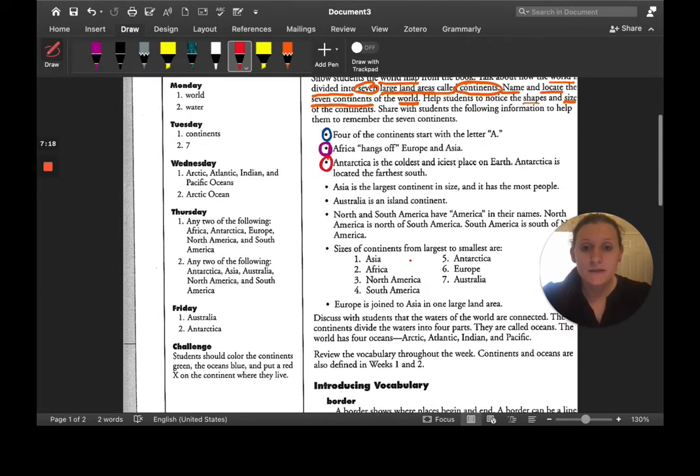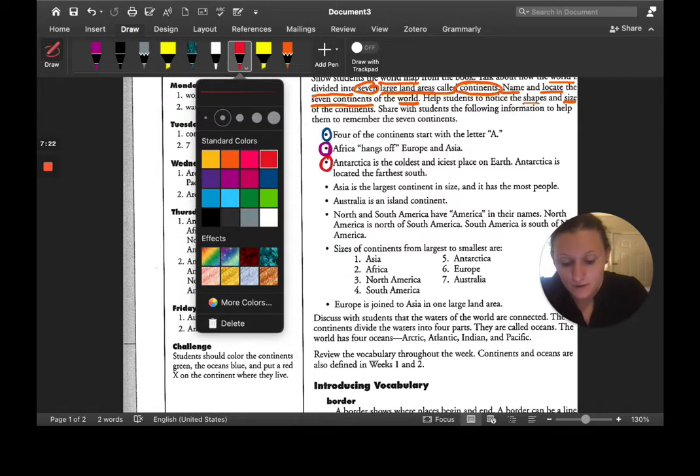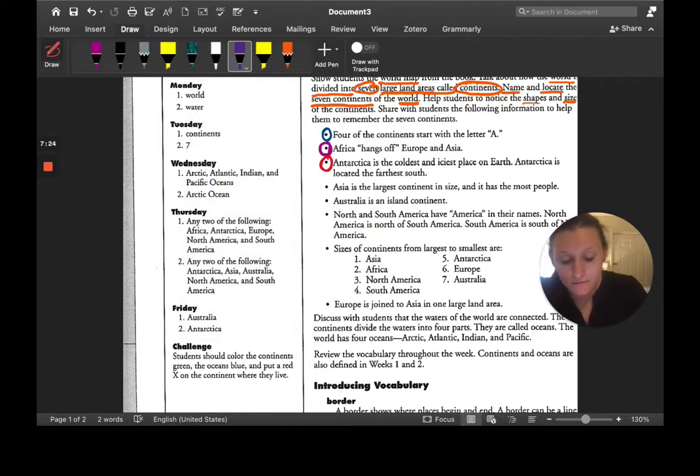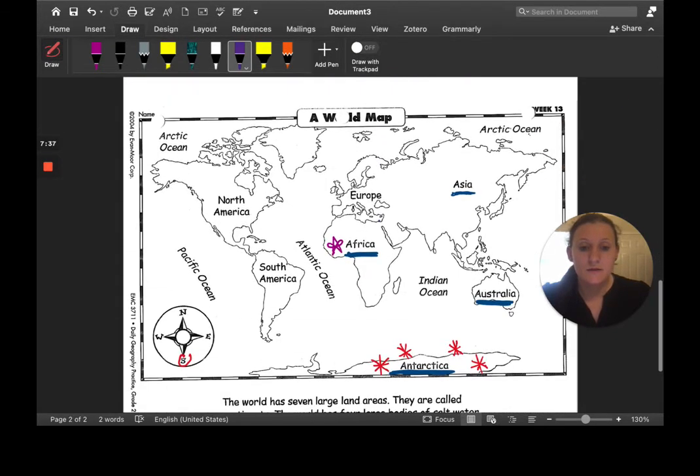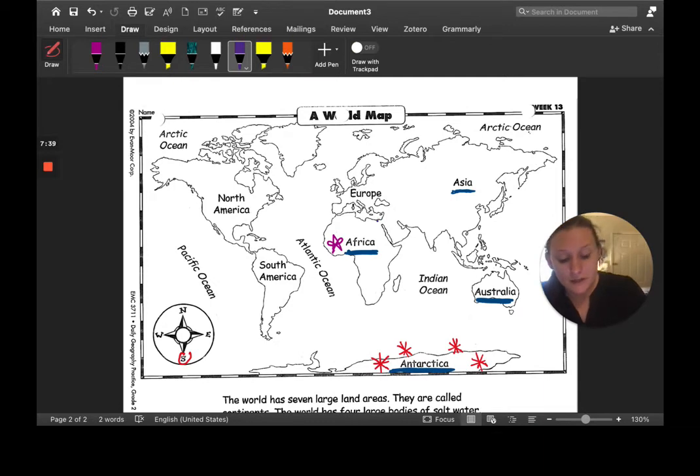All right, next up we have Asia. And so Asia is the largest continent in size, and it also has the most amount of people that live on that continent. And so again, we found Asia, so let's put a star next to that one. And as you can see where Asia is, it is a very large continent.